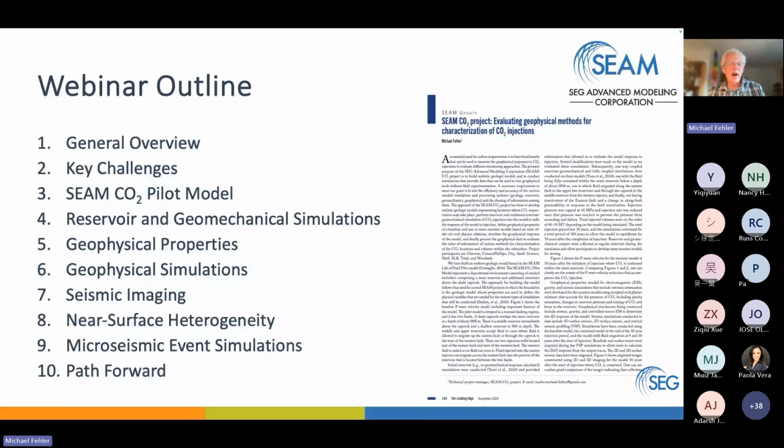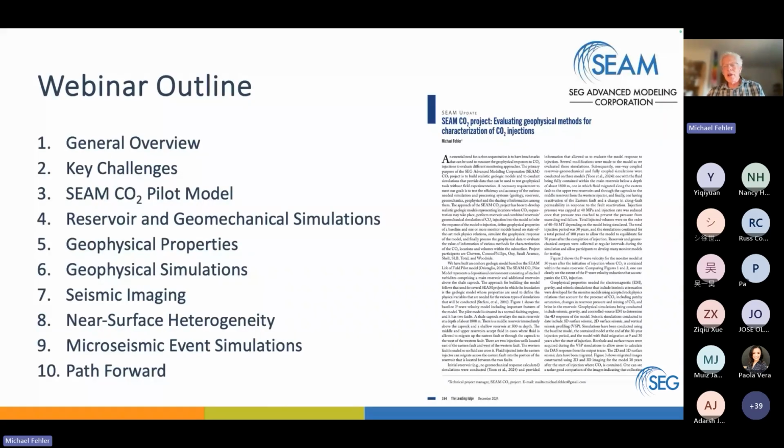The outline of the talk is listed here. I won't go through it in detail. We're going to talk generally about the challenges, the models we're doing, the kind of simulation we're doing, the coupling going from the reservoir geomechanical simulation to geophysics, and then the geophysical simulations that we're doing. And I'll show you some results from the geophysical simulations.